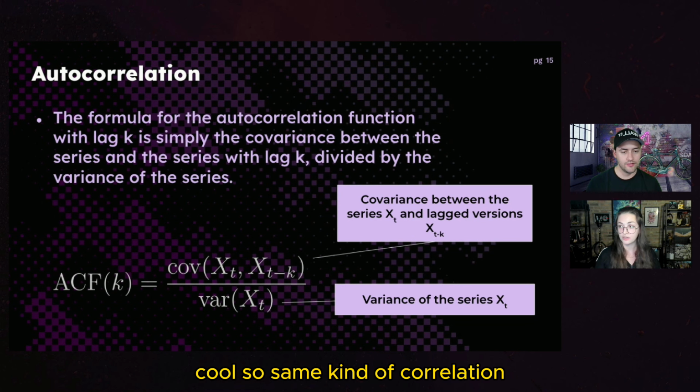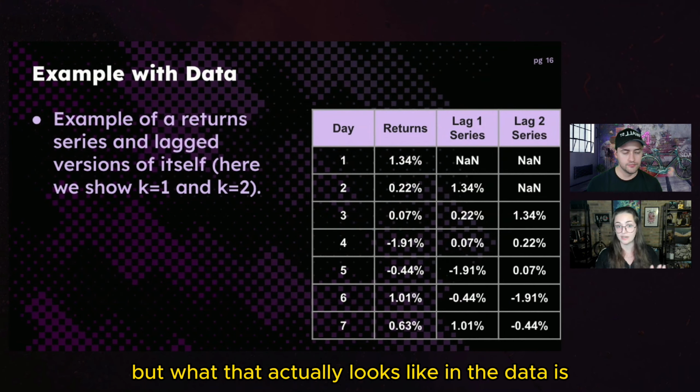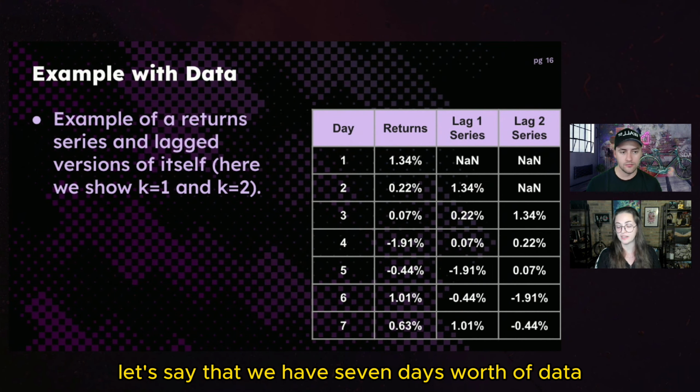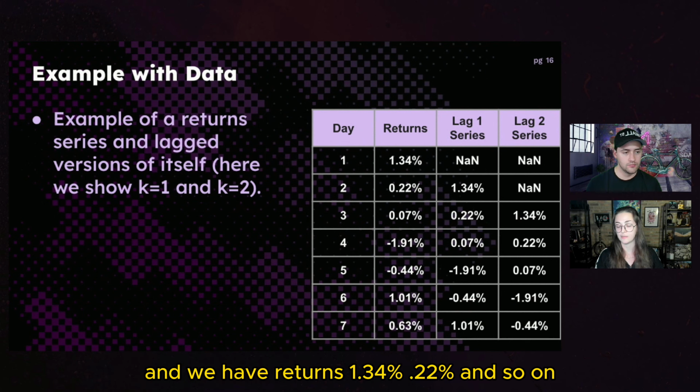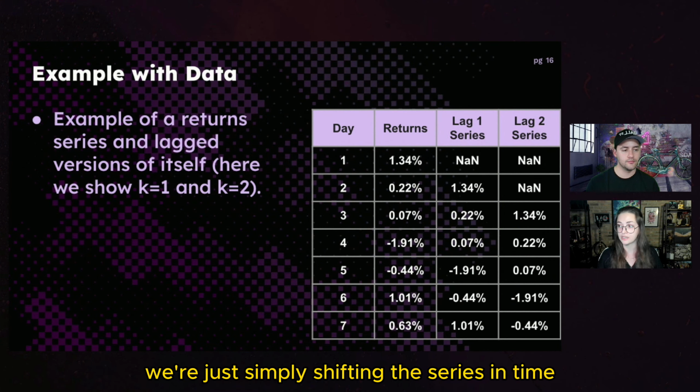So it's the same kind of correlation. We're just replacing what series we're using as a reference for the current series. But what that actually looks like in the data is right here. So for example, let's say that we have 7 days worth of data and we have returns 1.34%, 0.22%, and so on. When we looked at a lagged version of the series, we're just simply shifting the series in time.